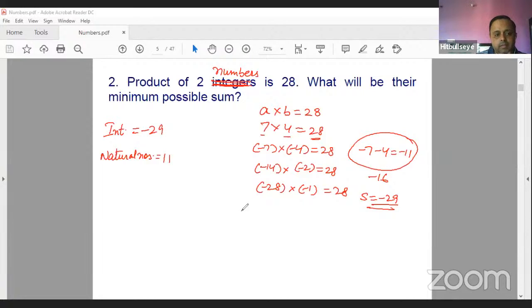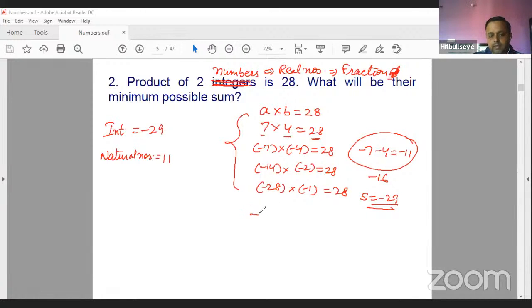Actually, when we talk about the numbers, I'm not saying integers or natural numbers or whole numbers. I'm saying the numbers. So when we talk about the numbers, it simply means real numbers. And in the category of real numbers, fractions also form part, or rational numbers are also part of numbers. So fractions or real numbers, they are also included. In this question, the restriction for me was that I could not go beyond -28 and -1. The reason was the question was asking for the integers only. But if instead of integers we use numbers, that means now we can also consider the fractions.